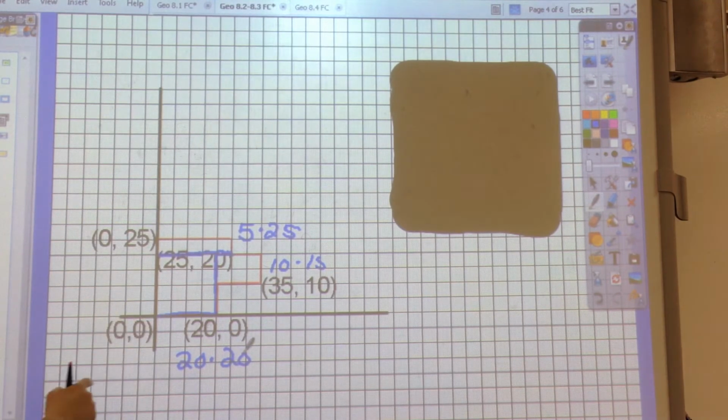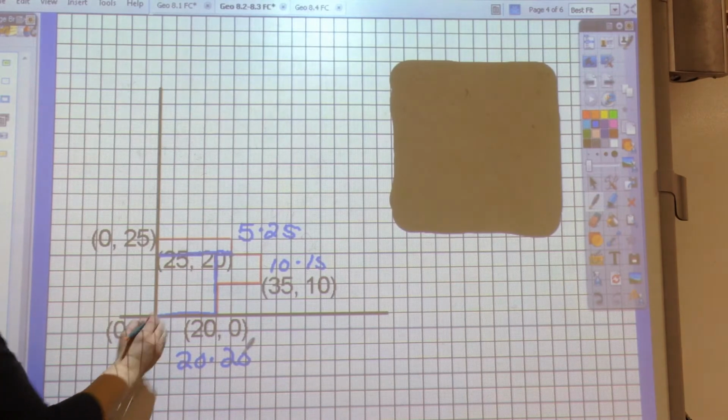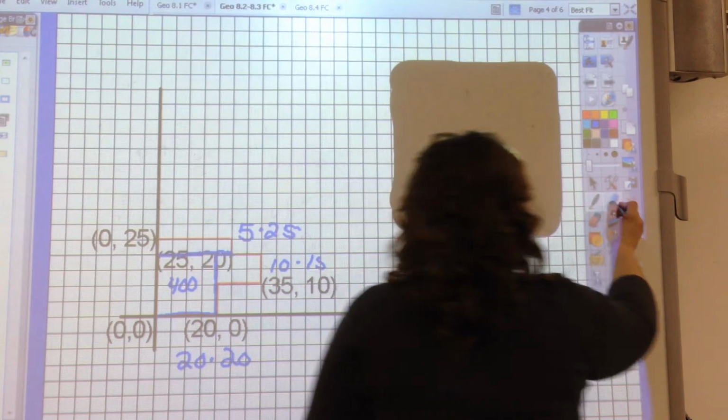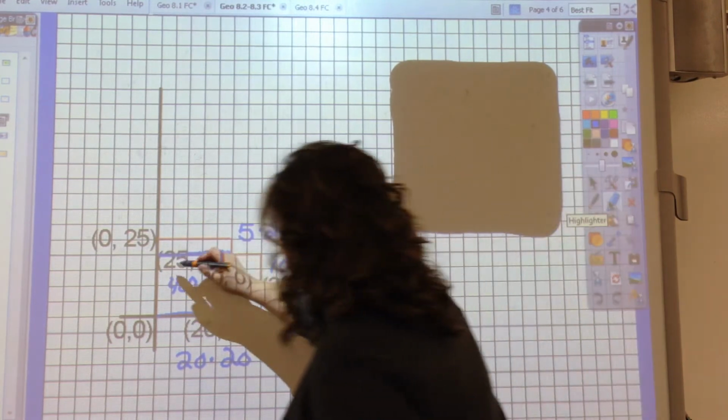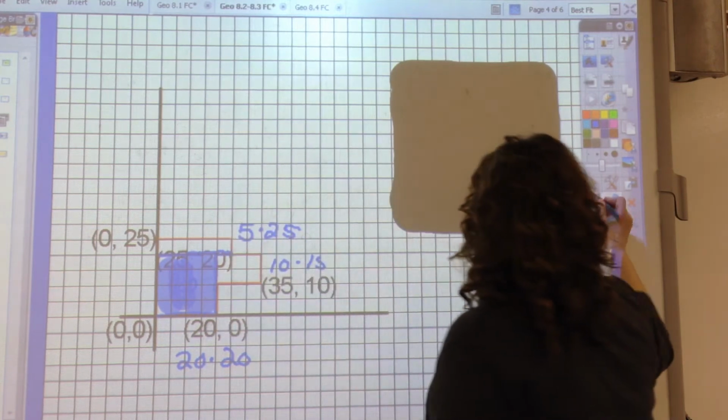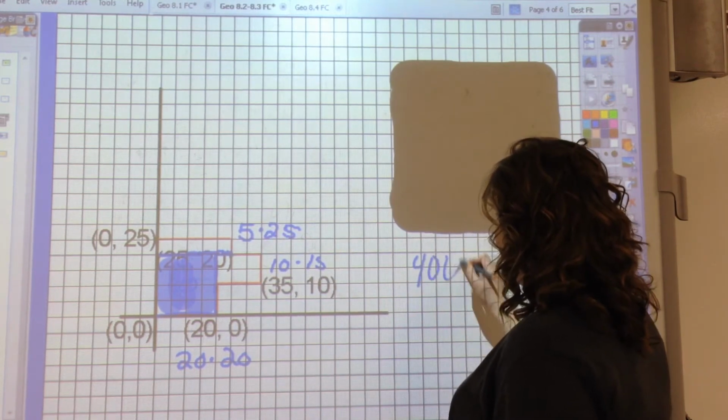So I find the area of each. 20 times 20 is going to give me 400 as my area inside here. You can see that area right here would be 400. I'll keep track of it over here.